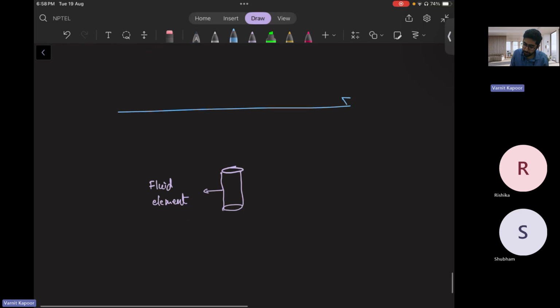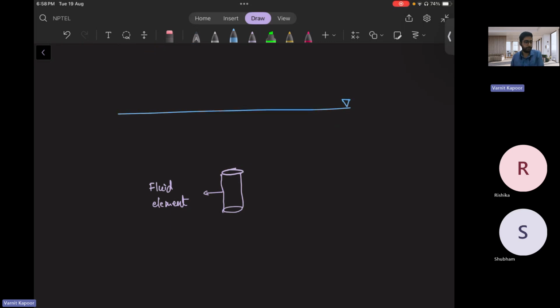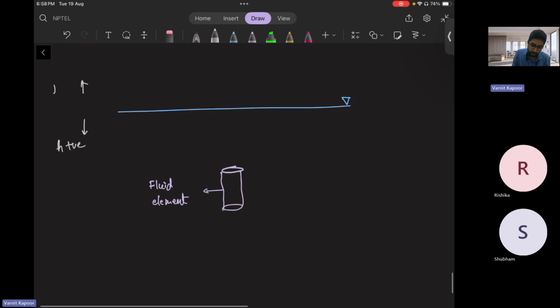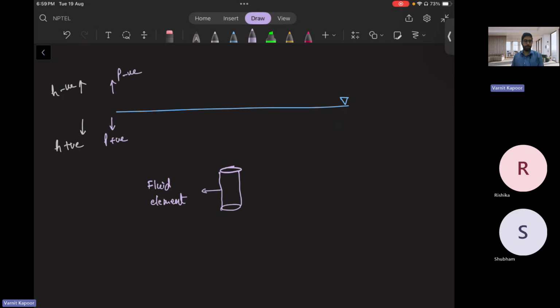This is your datum, sorry, reference point. We will follow the convention: when we are going below, H is positive, and when we are going above, H will be negative. When we are going below, our pressure will be positive, and when we are going above, it will be negative. This fluid element is at a depth H below, which will be positive H. The fluid element length is dH.